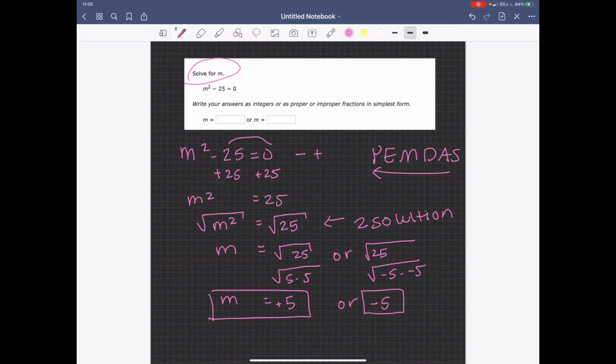It says write your answers as integers, proper or improper fractions in the simplest form. So you would enter 5 and negative 5. Because again, when I have m squared, I'm going to have two solutions.